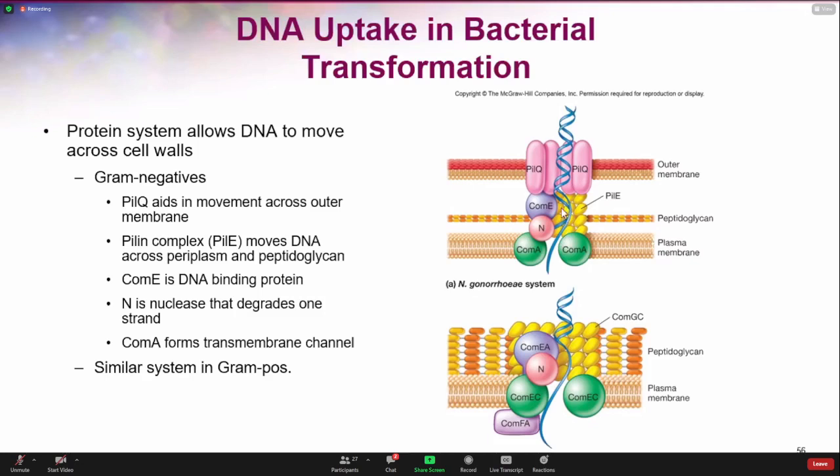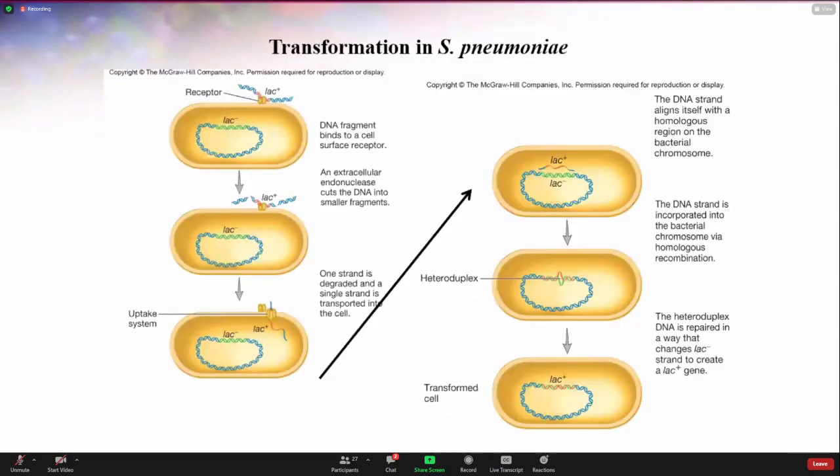the DNA so that a single strand is going to enter the cell, kind of like what you saw with the F factor, right? You didn't have the double-stranded DNA, you had the single-stranded DNA that was donated to the recipient cell, and then the recipient cell converted it into double-stranded DNA. So the same thing would happen here as well.